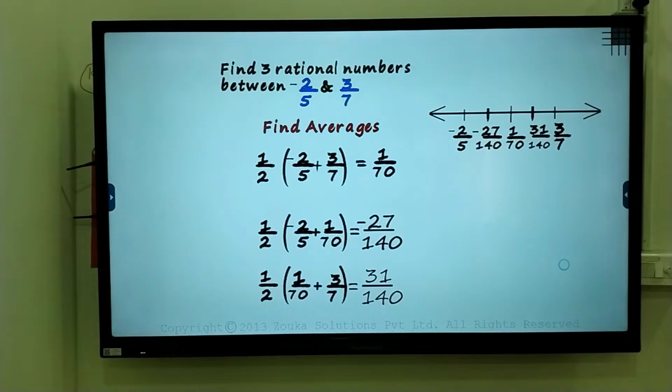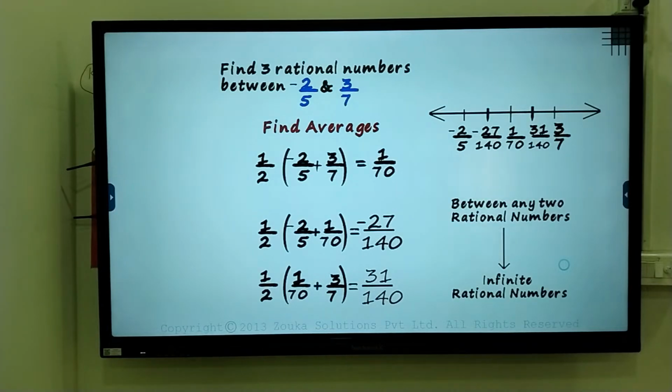And if we were asked for more rational numbers in between, we can take the average of these two, or maybe these two, or maybe even these two numbers. Remember, between any two rational numbers, there are infinite rational numbers.